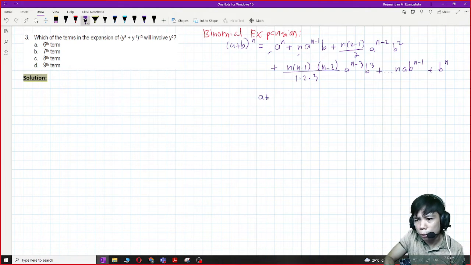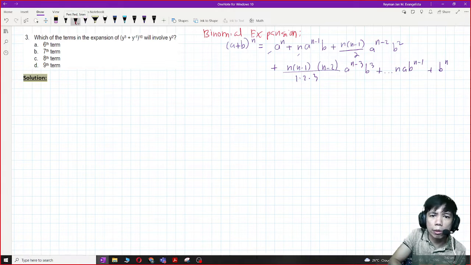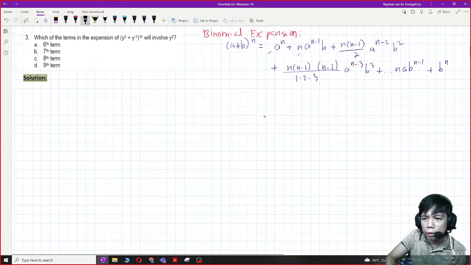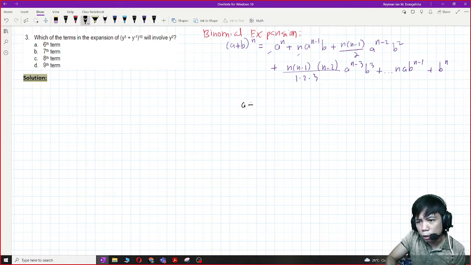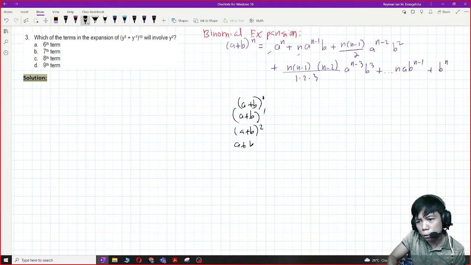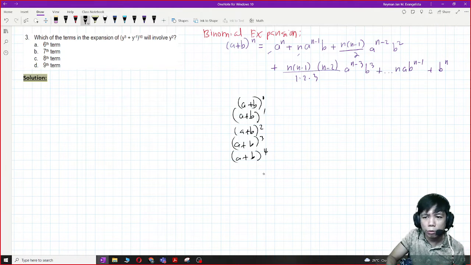A plus B. Ibang kulay siguro naman. Tayo green na. Okay? Ayan. (A plus B) raised to 0. Okay? (A plus B) raised to 1. (A plus B) raised to 2. Okay. (A plus B) raised to 3. Okay. Pero ako guys, nung college ako, di ko ito ginagawa.